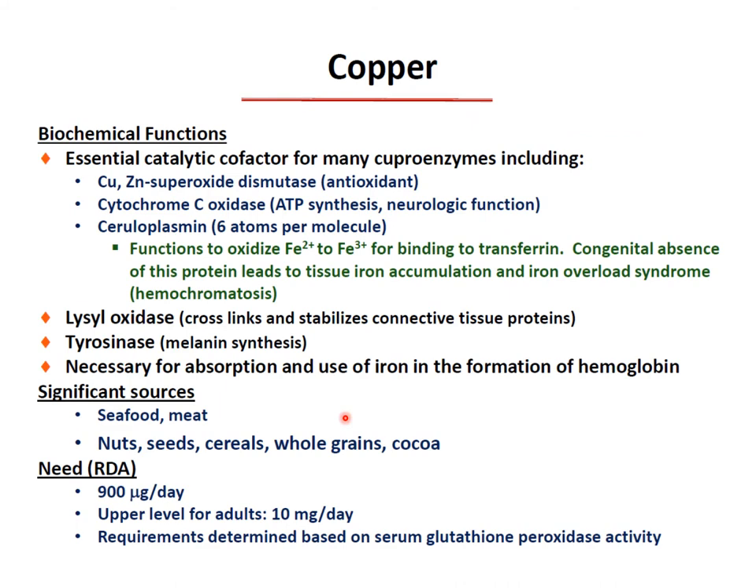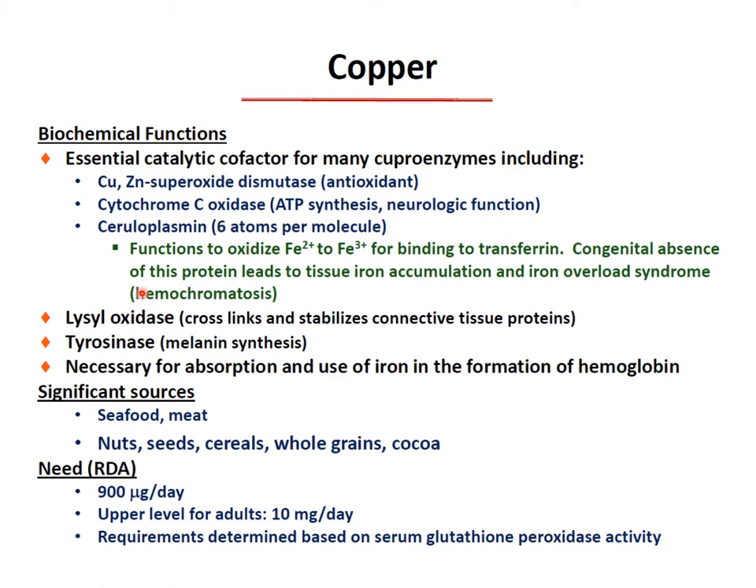Copper. The biochemical function of copper is as an essential catalytic factor for many copper enzymes, including copper-zinc superoxide dismutase, an antioxidant, or cytochrome C oxidase, involved in ATP synthesis and neurological function. Or ceruloplasmin, which has six atoms per molecule, functioning to oxidize ferrous to ferric iron for binding to transferrin. Congenital absence of this protein, ceruloplasmin, leads to tissue iron accumulation and iron overload syndrome, such as hemochromatosis.